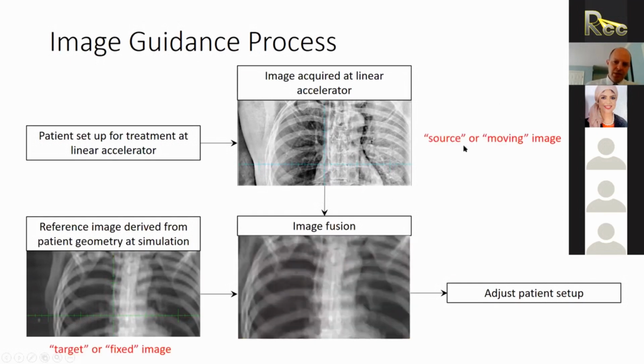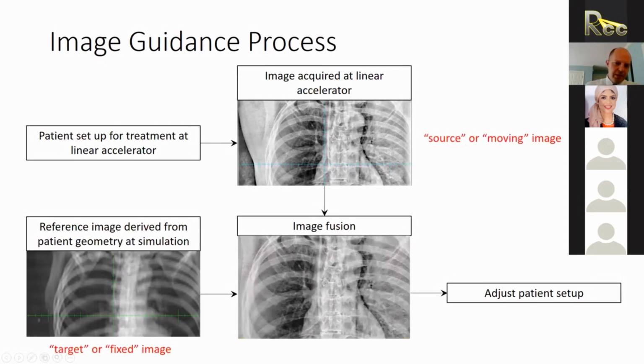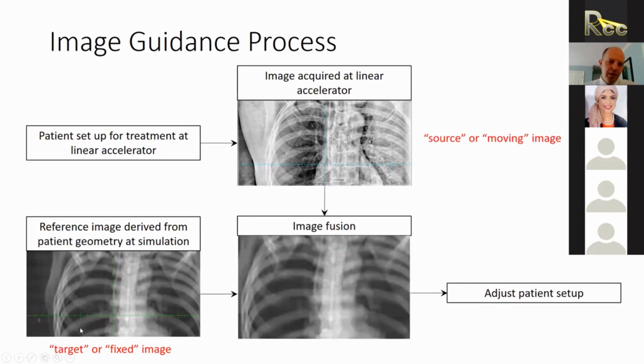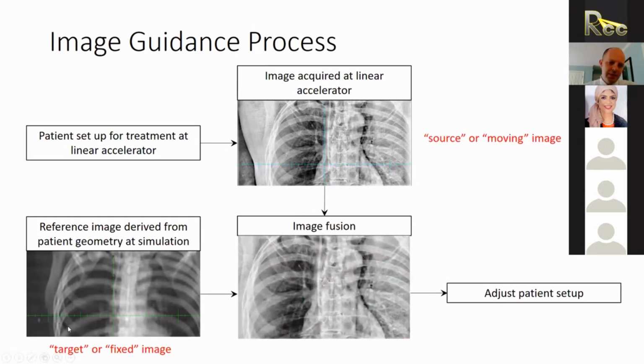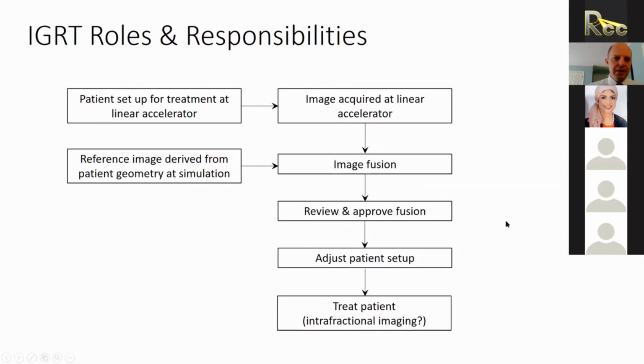And sometimes these are called the source or moving image and the target or fixed image. So when you have image fusion, you may hear those terms of target and source images, and just know that those are really referring to one that's acquired at the linear accelerator in the patient geometry for that day of treatment, and the other one referring to the geometry at simulation, which, as you can see here, is a radiograph that is derived from the CT taken at simulation.